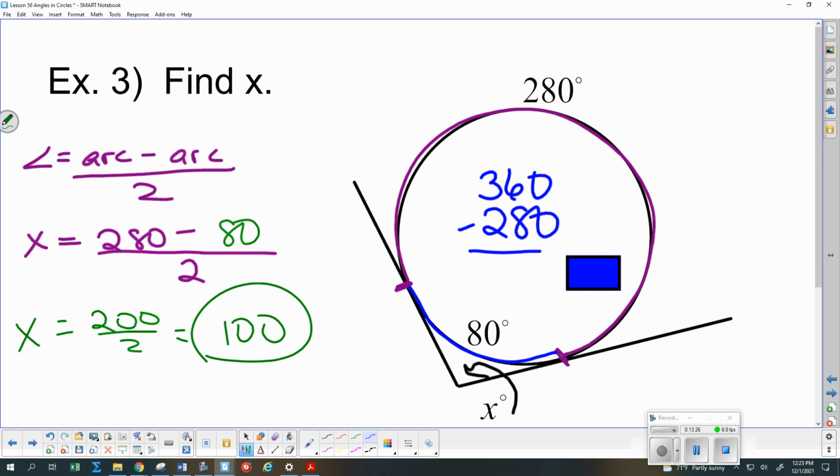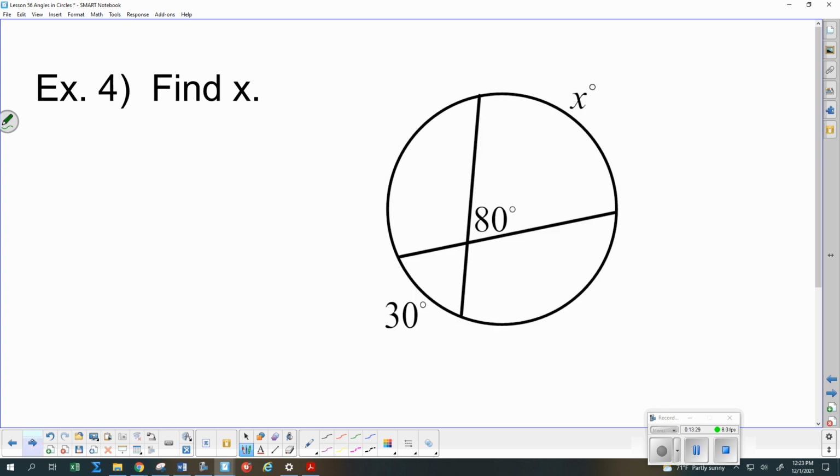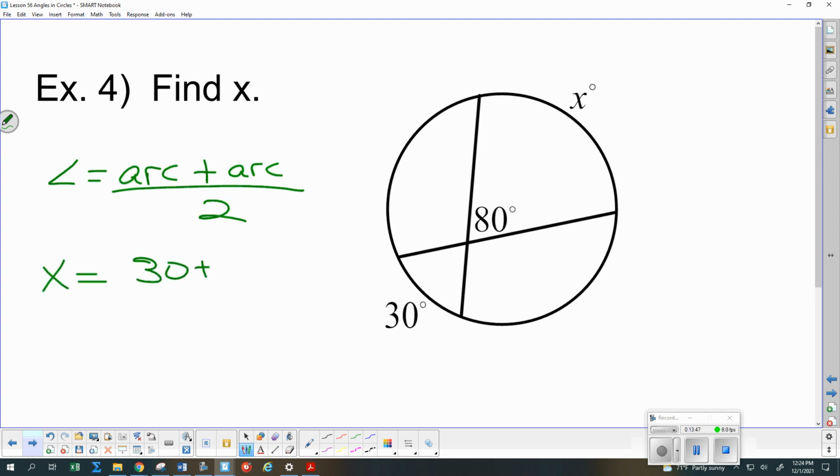And one last one, and then you guys got to do some on the whiteboards. Cross inside or outside? So the formula has a plus or a minus. So we start out by writing down angle equals arc plus arc over 2. So do I say X is 30 plus 80 over 2? And I'm modeling that because that's what I see students do incorrectly all the time. What's wrong with this? Kaylee?